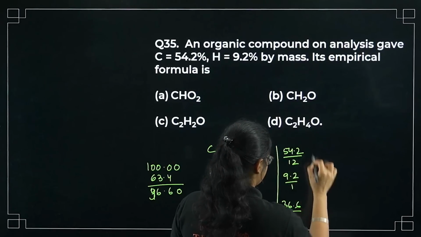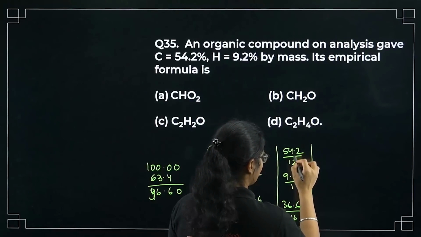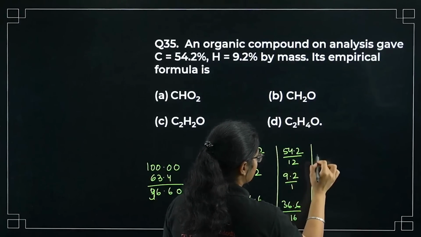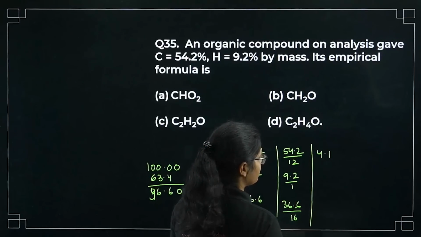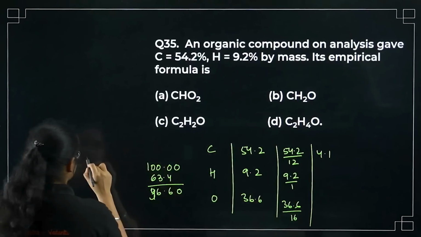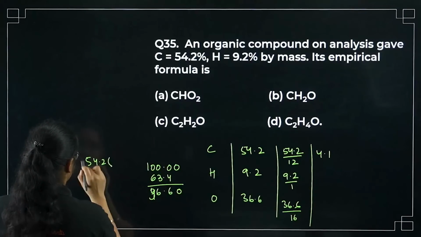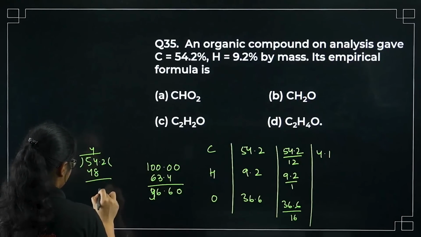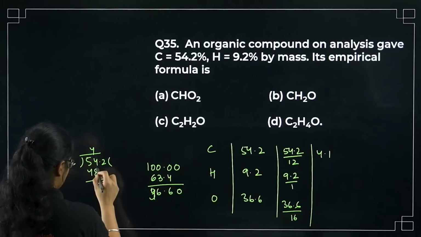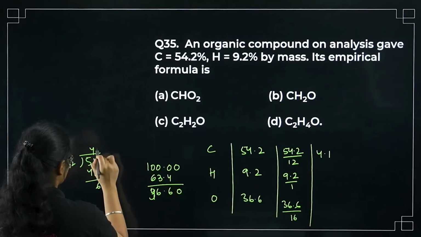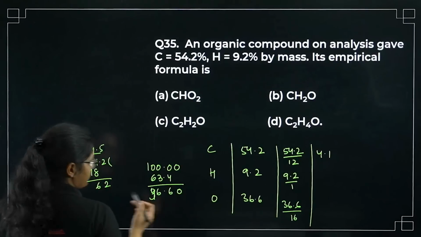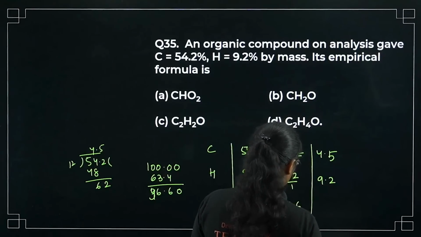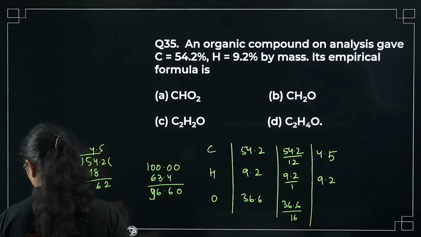So if I solve this one, I'll get 12 4s is 48, right? So 4.1 something I will get, okay, or 54, let me just divide 54.2 divided by 12. 12 4s is 48, right? So how much is left? 62 I'll get. So 4.5, 12 5s is 62. So I'll take 4.5 something. This will give me 9.2 and 36.6 divided by 16.